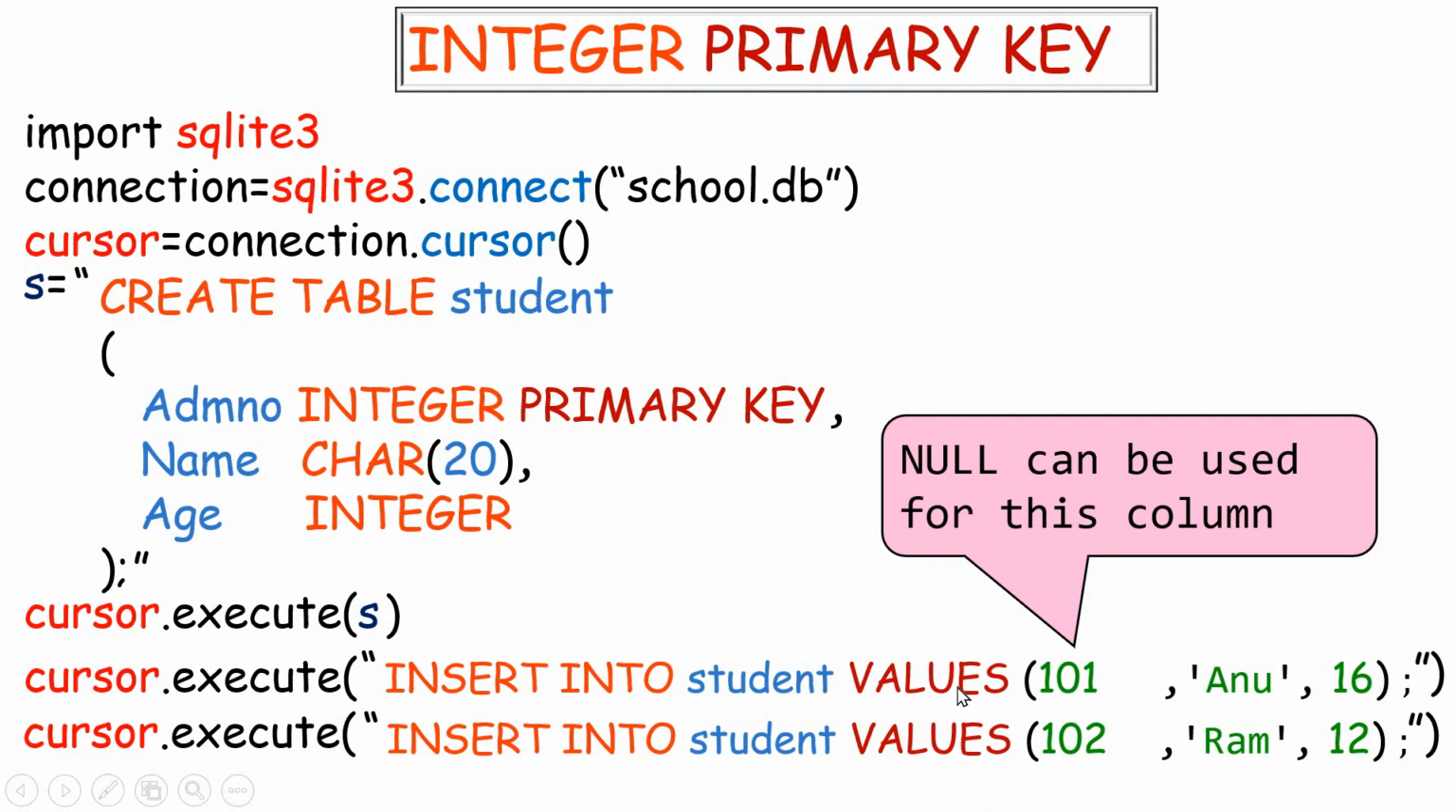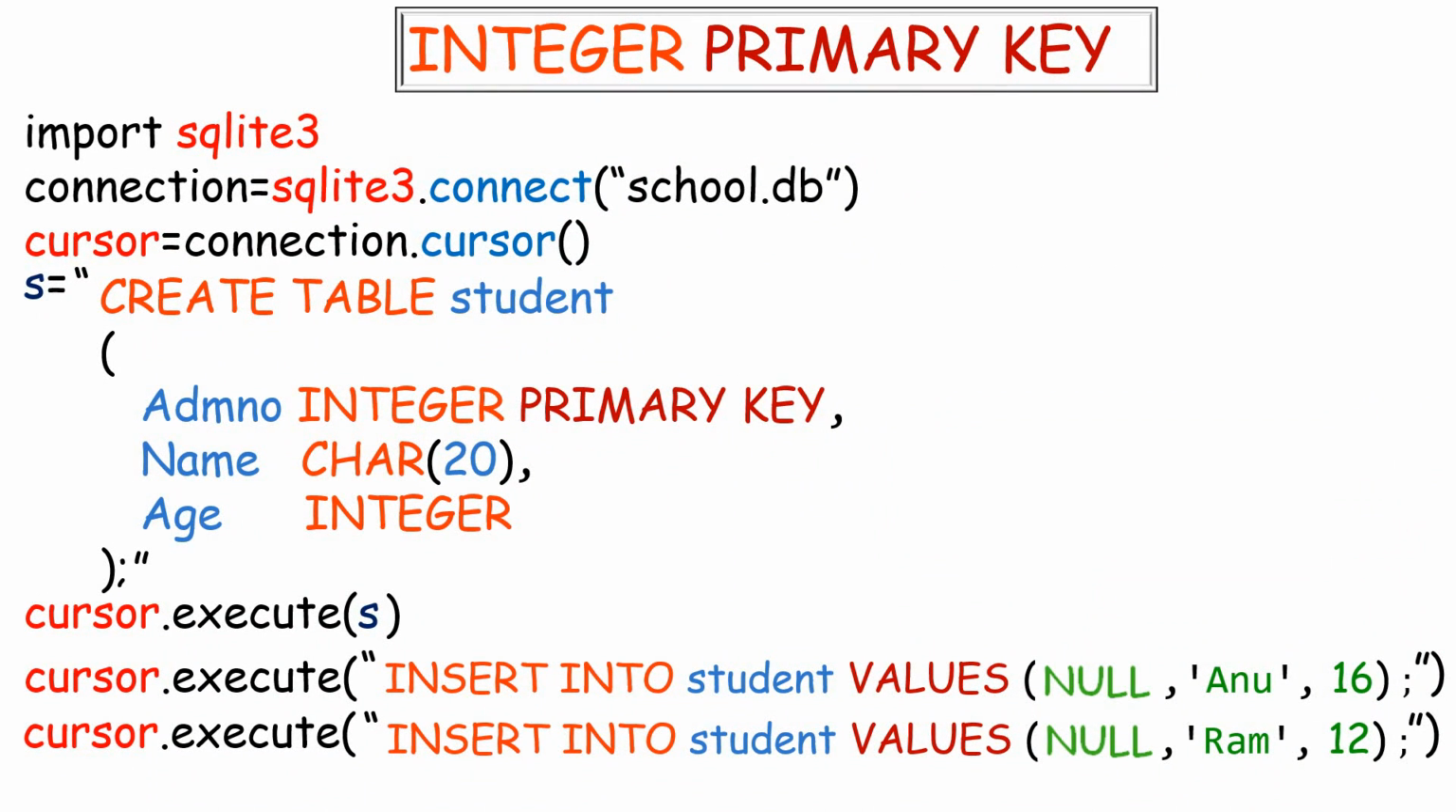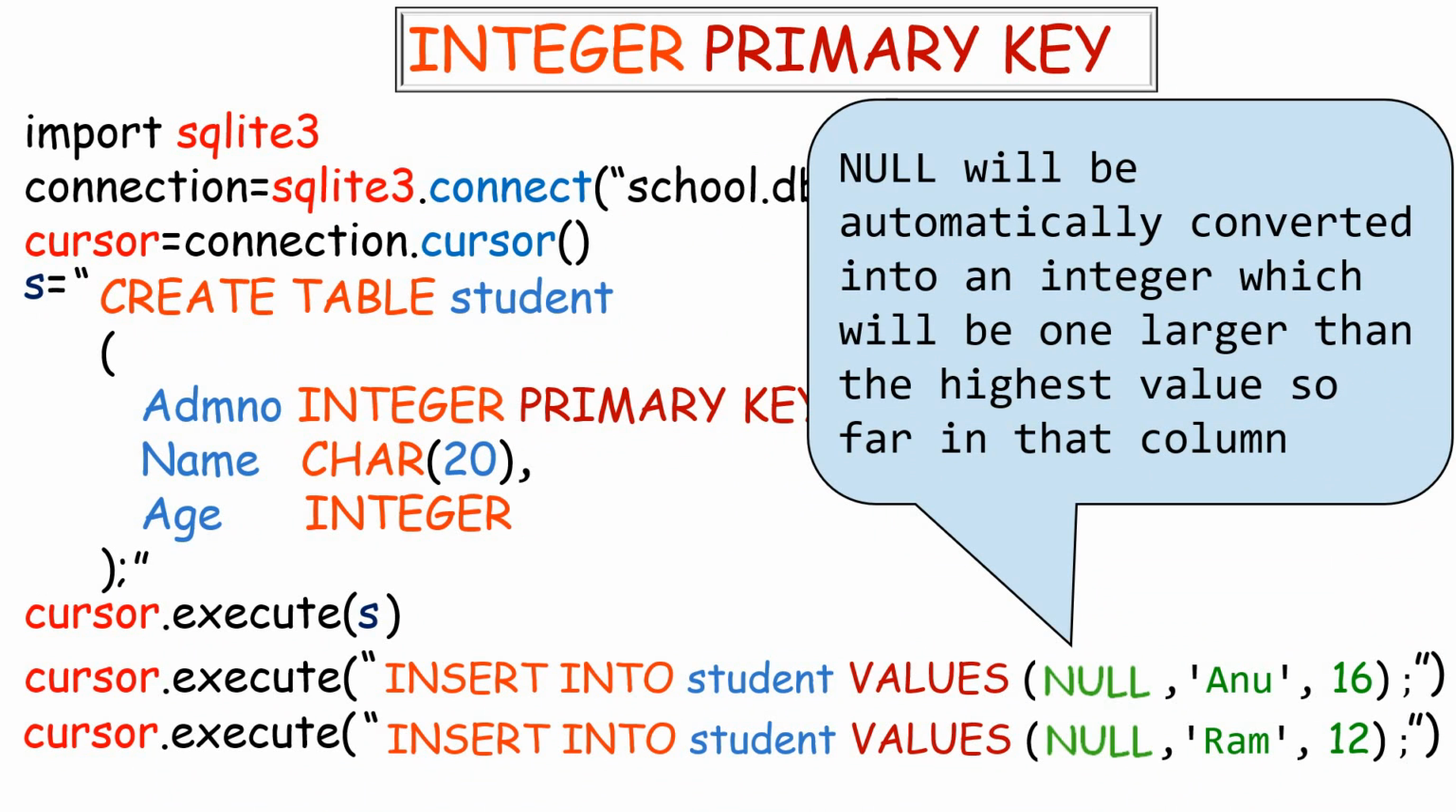That is, the value 101 I can replace with null. Similarly, 102 I can replace with null. What is the significance of giving null as the value for admission number? Null will be automatically converted into an integer, which will be one larger than the highest value so far in that column. So in the first record, even though I give null for admission number, it will be converted into the integer 1. And the null in the second record will be automatically taken as 2. That is, it will be one larger than the highest value so far in that column.